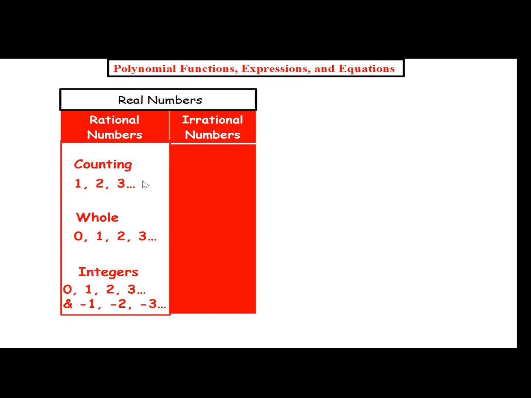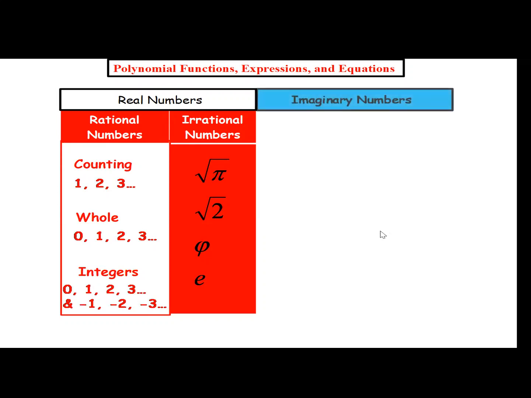What are irrational, Mr. Q? Well, rationals are numbers that can be written as fractions. That means irrationals are numbers that cannot be written as fractions, such as square root of 2, pi, phi, and e. You guys remember that? And then I said, okay, guys, if all these are real numbers, what do we call numbers that are not real? Well, imaginary. And you're like, man, that makes total sense. I know, right? And what example did I give you guys? Square root of -16.